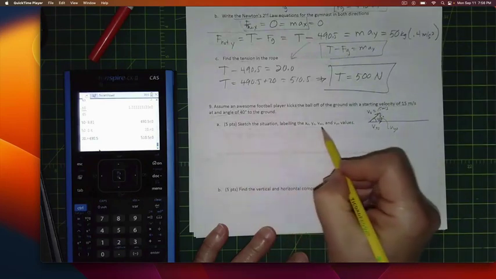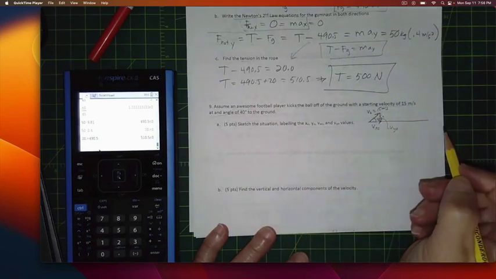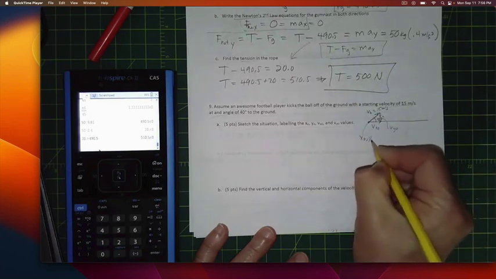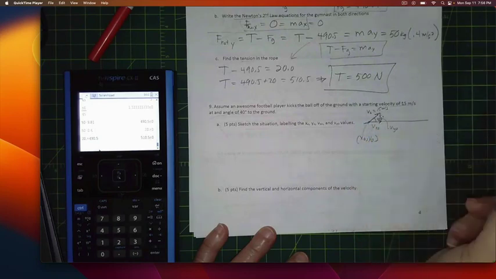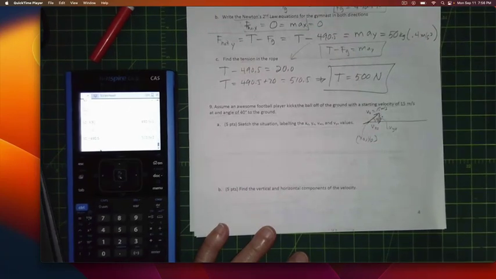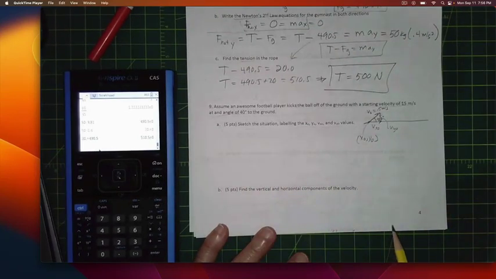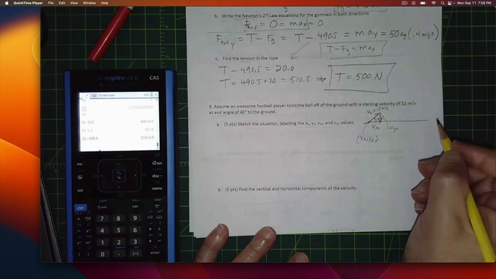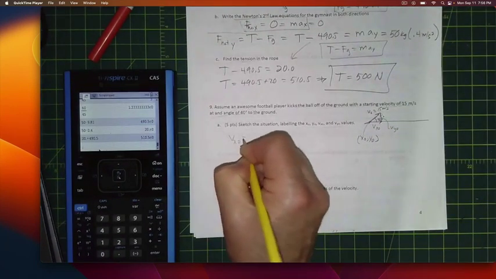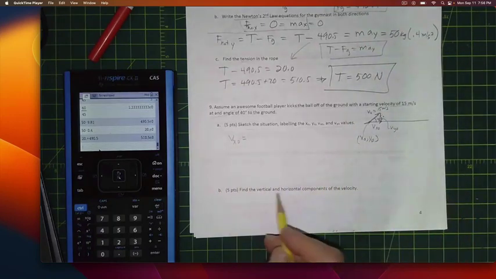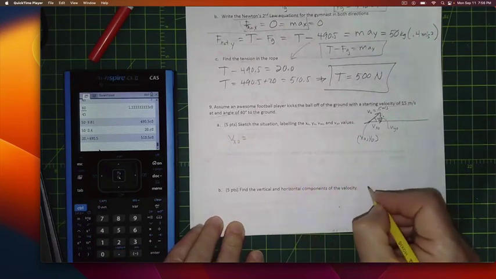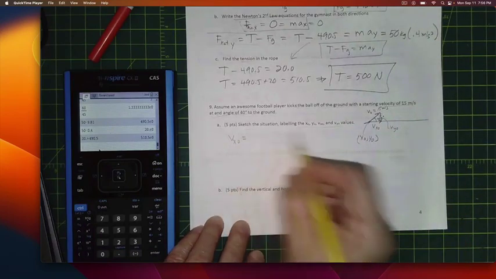Sketch the situation, labeling Vy0, Vx0. So then this point here is going to be x0, y0, the starting point. And I guess I just did it right there. Okay, we can calculate Vx0. Find the vertical and horizontal components of the velocity. So that's asking what is Vx0 and what is Vy0.